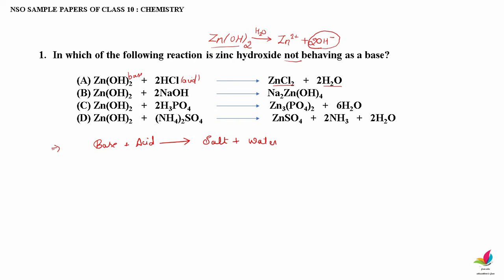So in this case, obviously zinc hydroxide is acting as a base itself. So that's why this is not the reaction that we are looking for. You have to remember the term, not behaving as a base. So here it is behaving as a base, so this is not our reaction. So let's see reaction B.